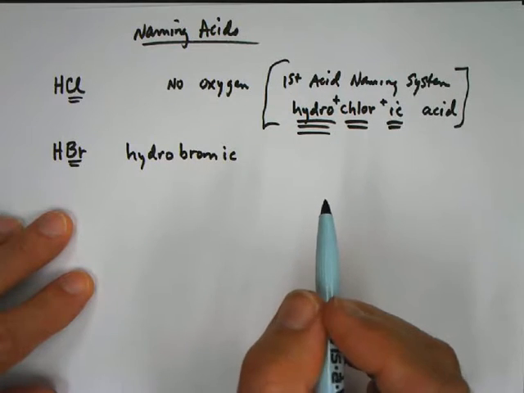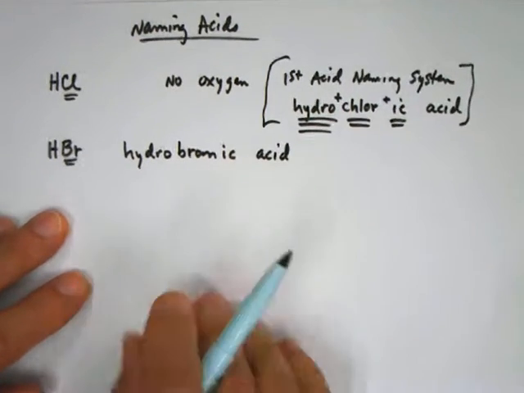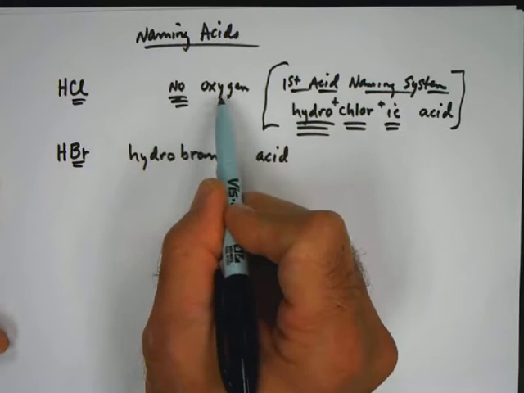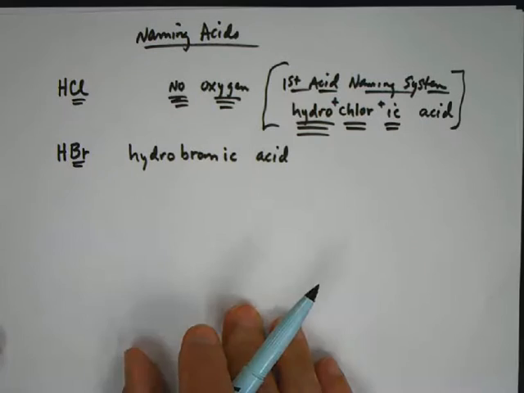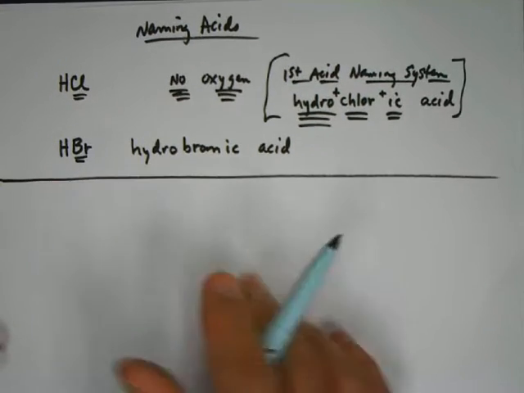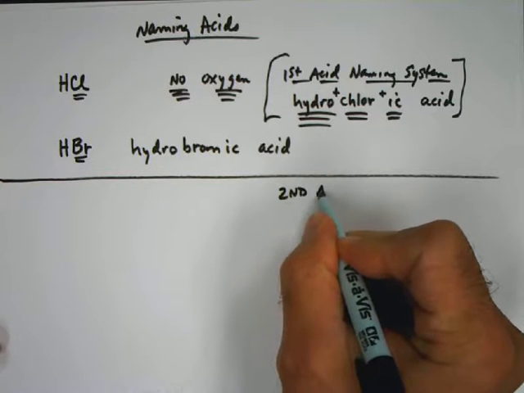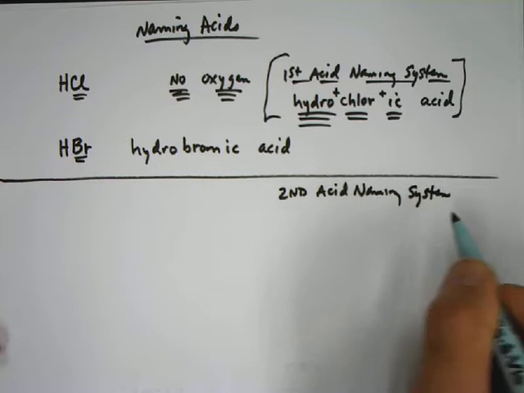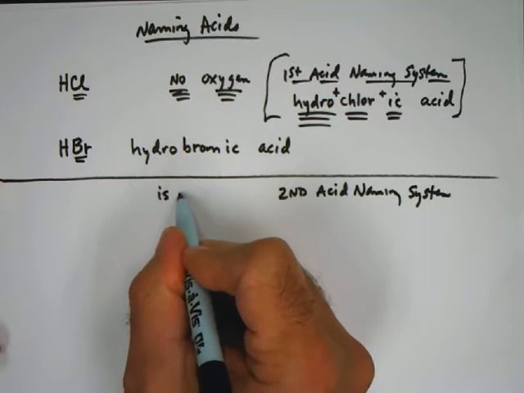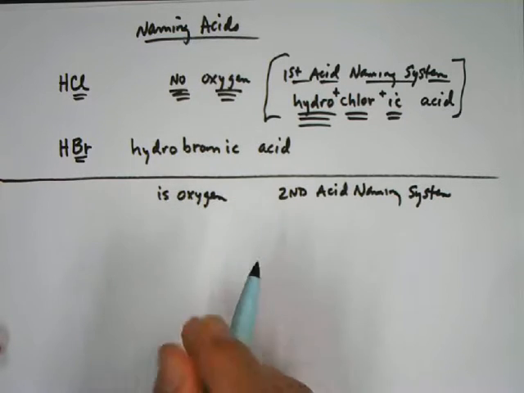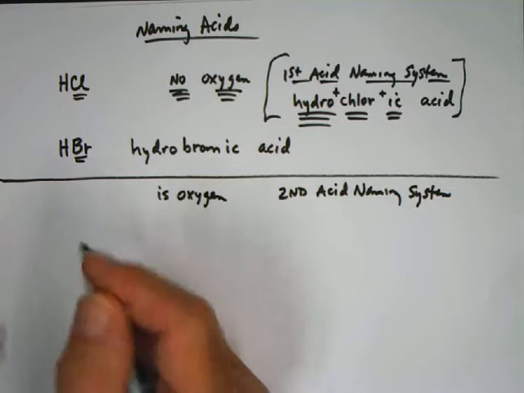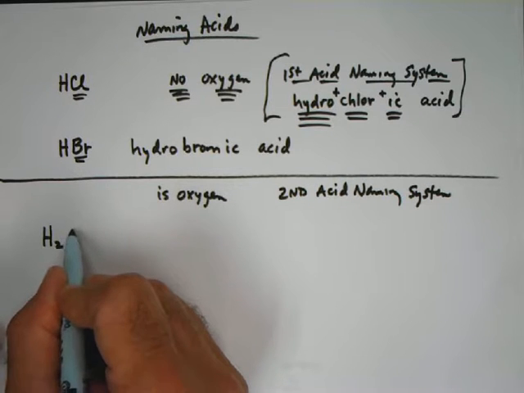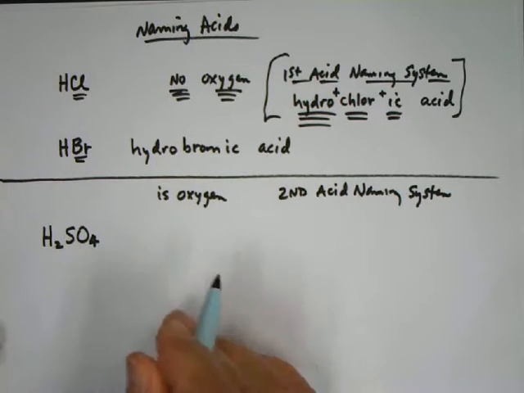The second acid naming system is used when there is oxygen in the compound. Let's take an example. What if we have something like H2SO4, a very common acid, one that we will be using in this class? See, it has oxygen in it. It has oxygen, so we're going to use the second naming system. So how do we do that?